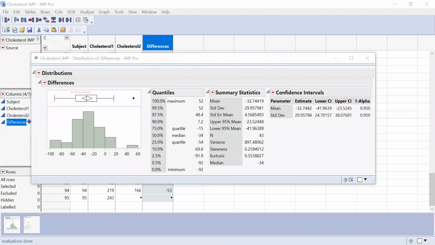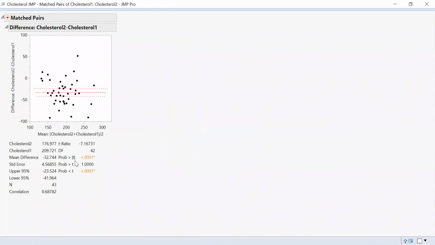And that's pretty much it. And so again, this is what I look at, this p-value. So I reject my null hypothesis, and I would say yes, there are statistically significant differences between cholesterol 2 and cholesterol 1, and that is how you do a dependent t-test.